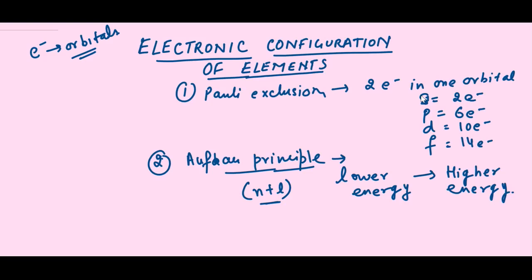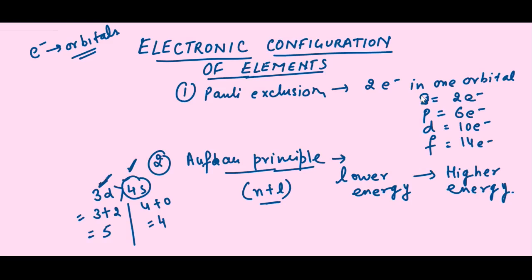For example, if I ask you that you have the 3d orbital and the 4s orbital, which is to be filled first? You calculate the energy of both orbitals. In case of the 3d orbital, it is 3 plus the value of l for d, which is 2. So 3 plus 2 gives you 5. Whereas in case of the 4s orbital, the value of n plus l will be 4 plus 0, that gives you 4. That means the 4s orbital energy is lower than that of 3d. So you will fill the 4s orbital first and then you will fill the 3d.